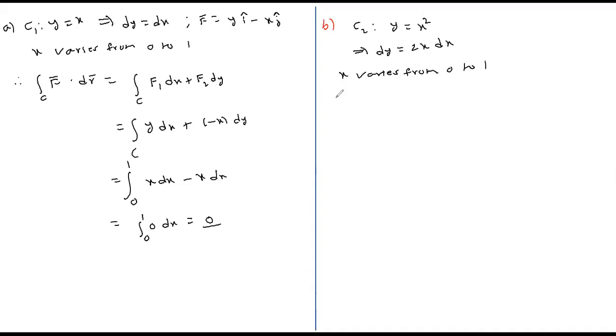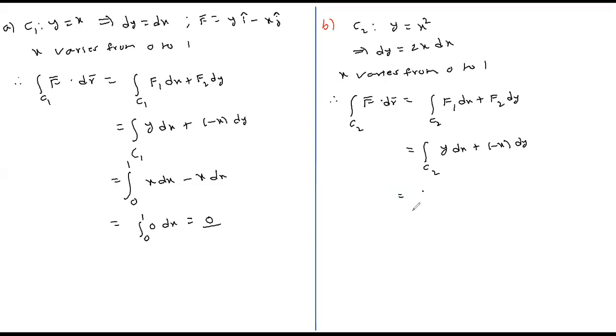Therefore, what is the first curve? I said this is not C, this is going to be C1. Can you see this? Now the integral along C2 we want: integral along C2 of F bar dot dr bar, which is the integral along C2 of f1 dx plus f2 dy. What is f1 now? F1 is y dx plus f2 is minus x dy.